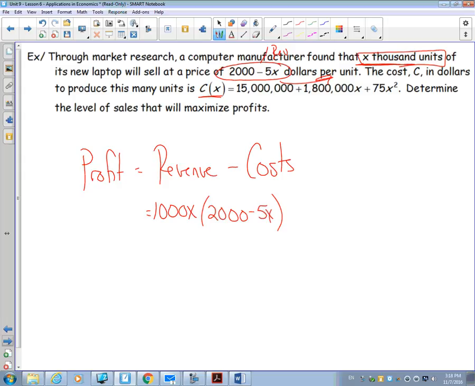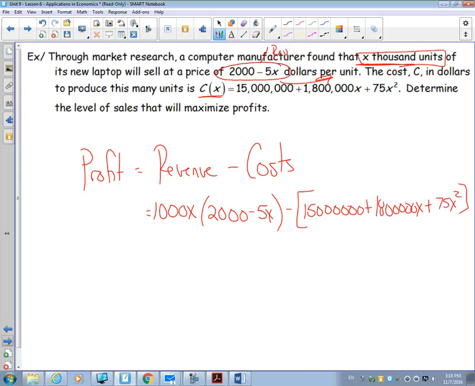Our costs, we were told, was 15 million, plus 1.8 million, plus 75x squared.